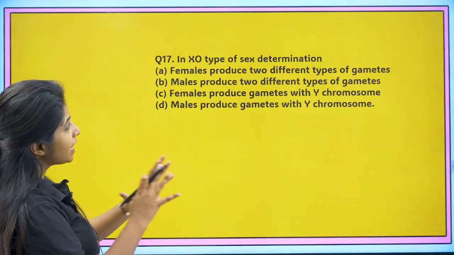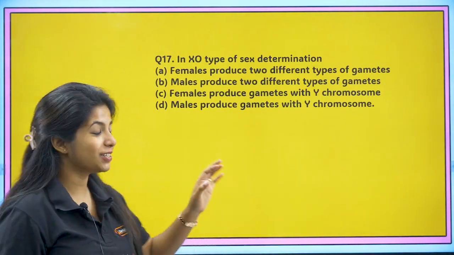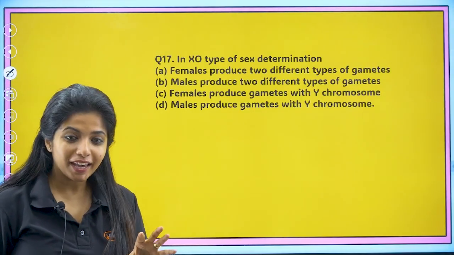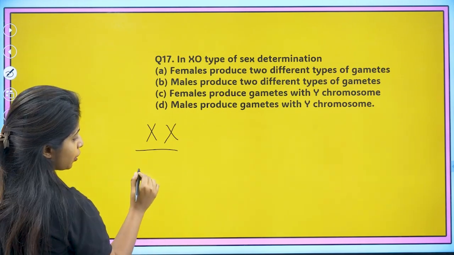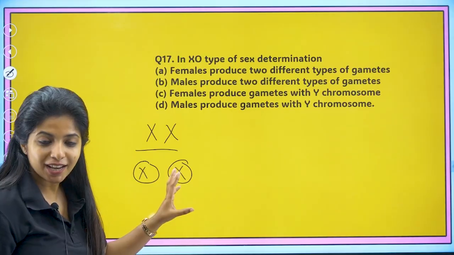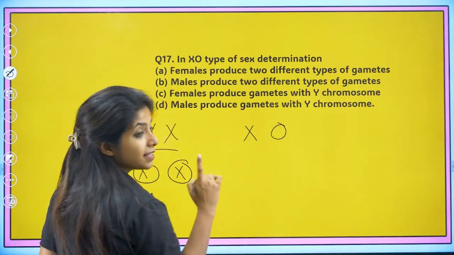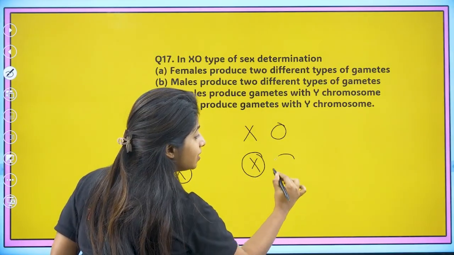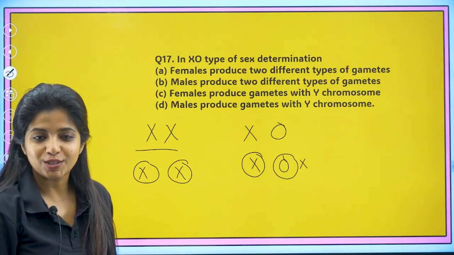Now the next question, in XO type of sex determination, what happens? What is XO type of sex determination? It is found in insects like grasshopper. Over here the females are going to produce one type of gametes only, all of them having X chromosome in them. But in the case of males, they have XO condition. That means they can produce two types of gametes. One that carries X chromosome and the other which does not carry anything, which is why it is denoted as 0.